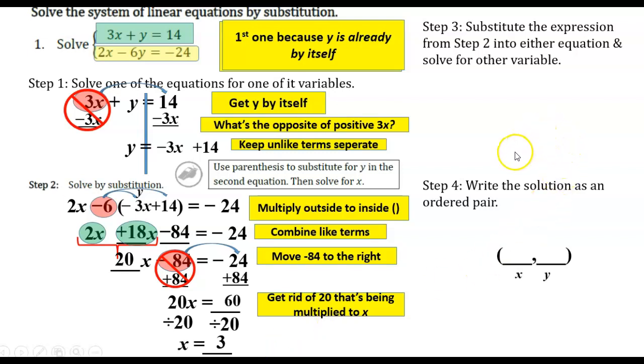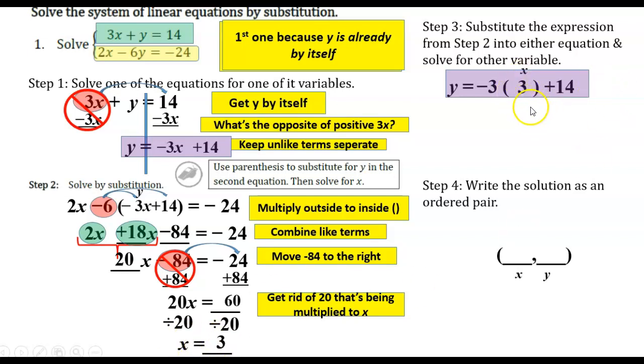Alright, so now you're like, we're done, right? Well, we have step 3 and 4 because you'll notice our solution is actually an ordered pair. We have to find an answer for x and for y. So what I'm going to do is use this space where it says substitute the expression from step 2, in this case y equals negative 3x plus 14. So I'm going to write this down, only I'm going to leave a space for x now that I know what x is. So I'm going to plug in 3 because that's what we got here.